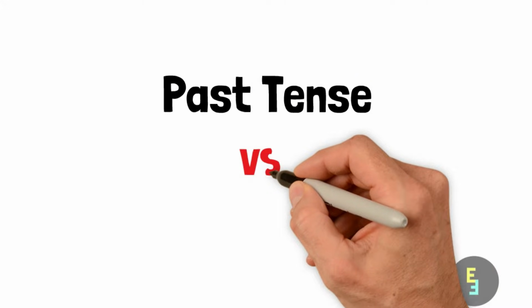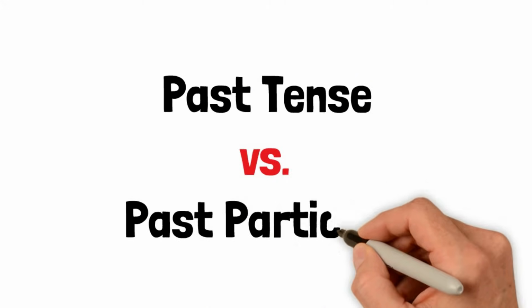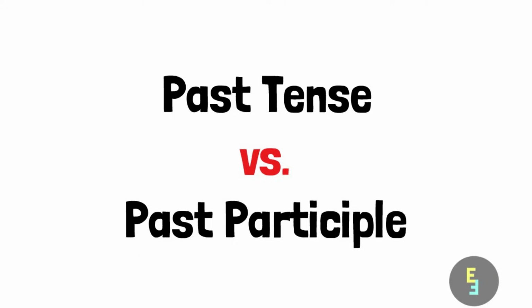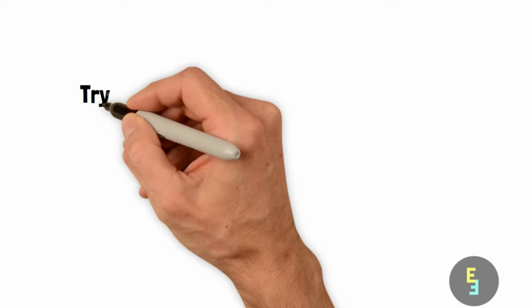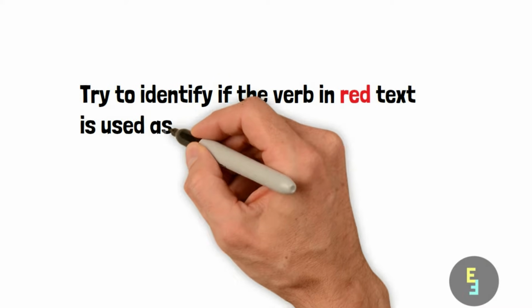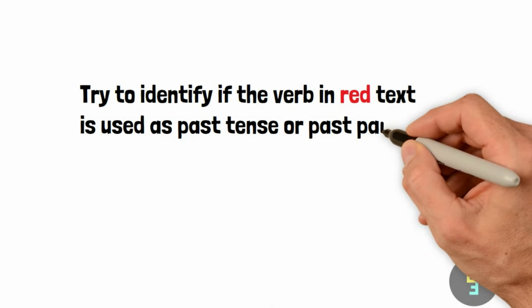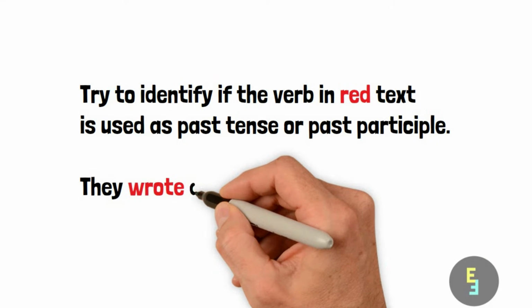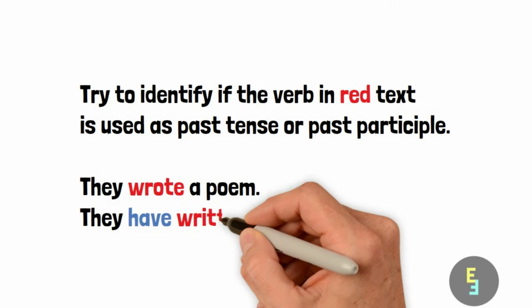In this video, we will talk about the difference between past tense and past participle. Before we go straight to their differences, let's check out these examples first. Try to identify if the verb used in each sentence is a simple past tense or a past participle. They wrote a poem. They have written a poem.